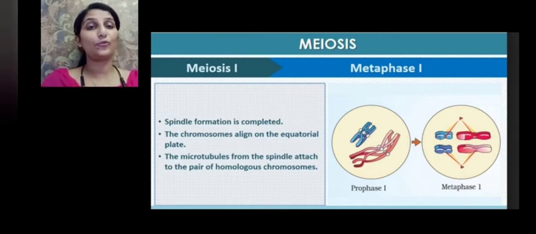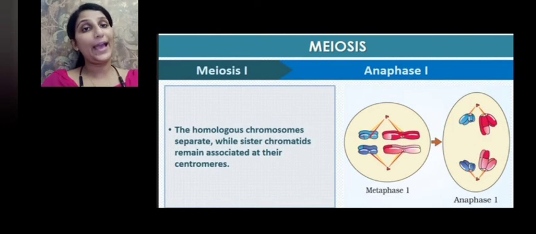Okay, prophase is followed by metaphase 1. They start to align along the metaphase plate or the equatorial plate. And the microtubules of the spindle apparatus come and attach to the homologous chromosomes. We can see these are the homologous chromosomes. Okay, so they start to attach at the kinetochore present on the centromere, and this is followed by anaphase.